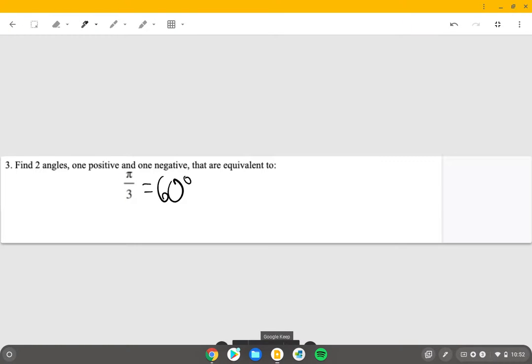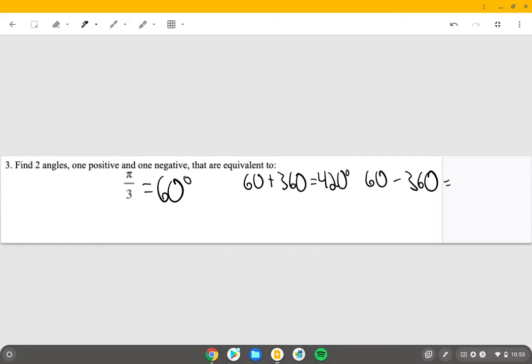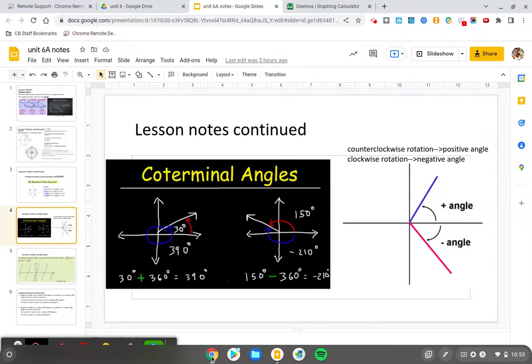I'm going to take 60 degrees and add 360, and I'm going to take 60 degrees and subtract 360 to get my two equivalent angles. So 60 plus 360 is going to be 420 degrees, and 60 minus 360 is going to be negative 300 degrees. Okay. Now, the only thing that's left would be to convert these back to radians, because the answer does have to be in radians for this question.